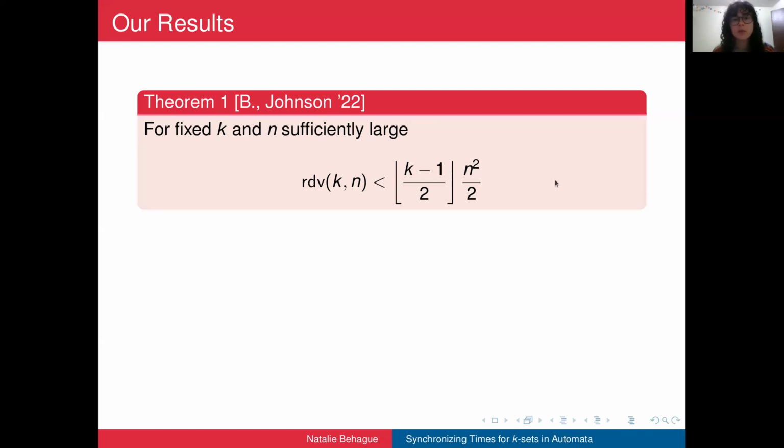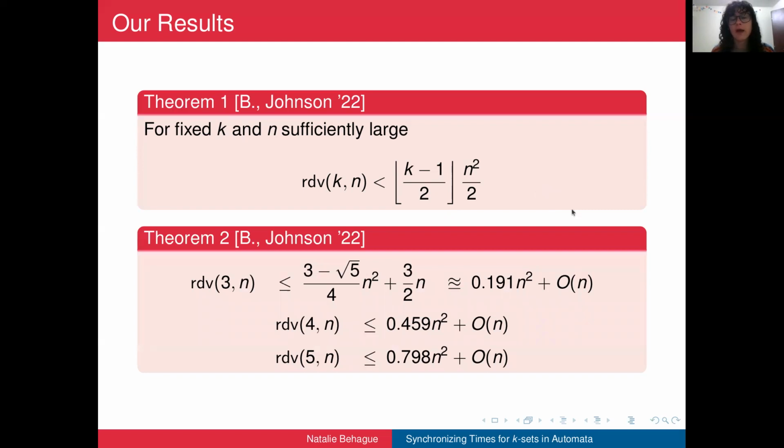And we also worked on some small values of k to try and improve the upper bound for those. So we haven't found an improvement on Gonzo and Jungers' result for the triple rendezvous time. We have 0.191 n squared, which is a bit bigger than their constant. But our approach to proving this is purely combinatorial, doesn't involve linear programs. And in particular, we can generalize it to at least 4 sets and 5 sets. We have these improved upper bounds for 4 sets and 5 sets.